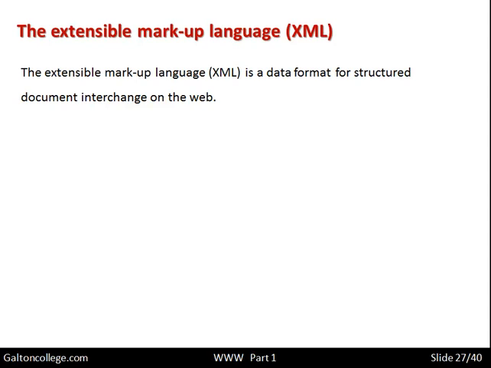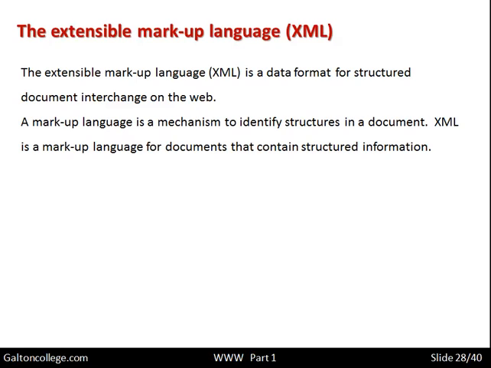Now, we also have the Extensible markup language, XML. The Extensible markup language, XML, is a data format for structured documents interchange on the web. So XML is a data format for very structured documents. So XML does a particular job. It enables us to transfer very specialist documents with particular formats. A markup language is a mechanism to identify structures in a document. XML is a markup language for documents that contain structured information.